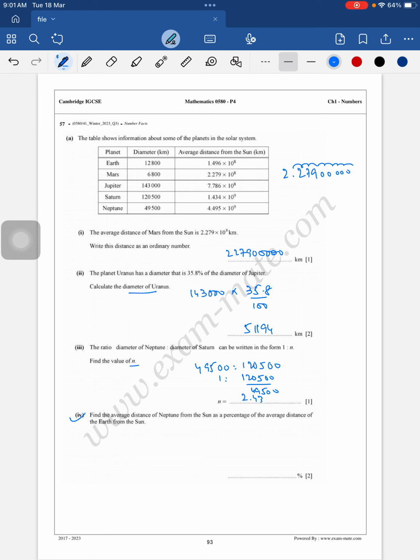Okay, part 4 is find the average distance of Neptune from the sun as a percentage of the average distance of the Earth from the sun. The Neptune from sun distance is 4.495 × 10^9, and the average distance of Earth from the sun is 1.496 × 10^8, multiplied by 100. So putting these values in the calculator, what we are getting is 3004.68.